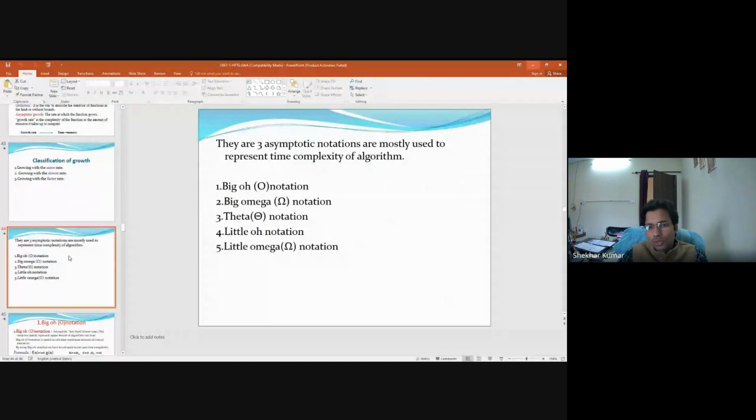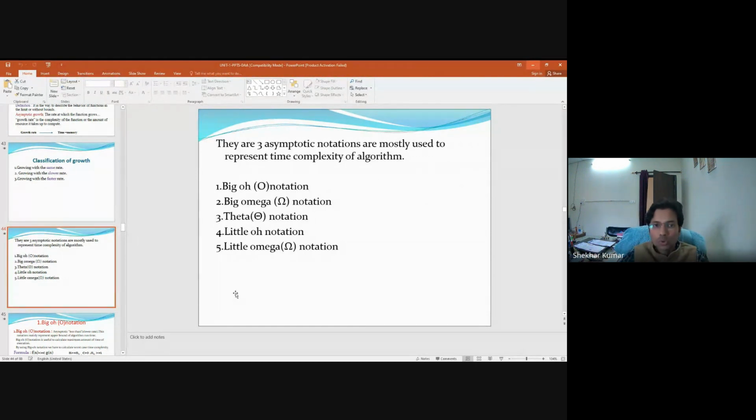These notations are called asymptotic notations, which are used to represent the complexity of an algorithm. This describes the growth rate of an algorithm, called asymptotic growth, which is the rate at which the function grows. Growth rate is the complexity of the function, or the amount of resource it takes to compute. So growth rate equals time plus memory: how much time it takes to execute and how much space it takes.